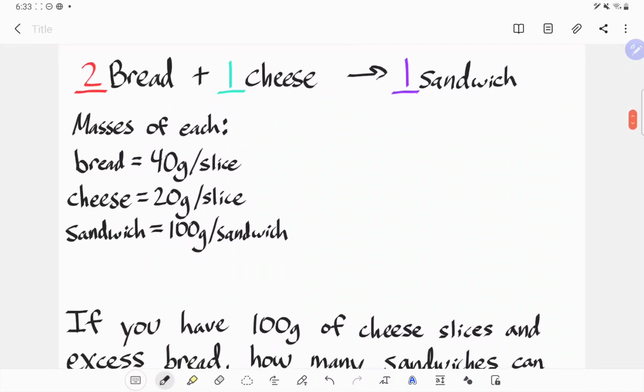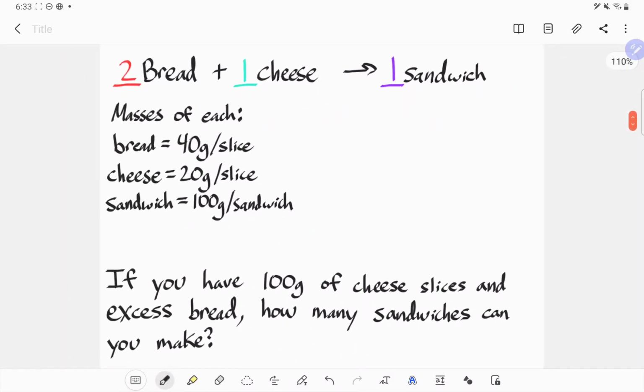All right, and then I'm going to give us another problem here. If you have 100 grams of cheese slices and excess bread, how many sandwiches can you make? So this time we're low on cheese. We only have 100 grams worth of cheese, but the store was having a sale on bread, and we have loaves and loaves and loaves of bread. We have more than enough bread. So we're only concerned with the cheese. Again, like I said, if we have excess of something, you can cross it off because it's not going to be relevant to solving the problem.